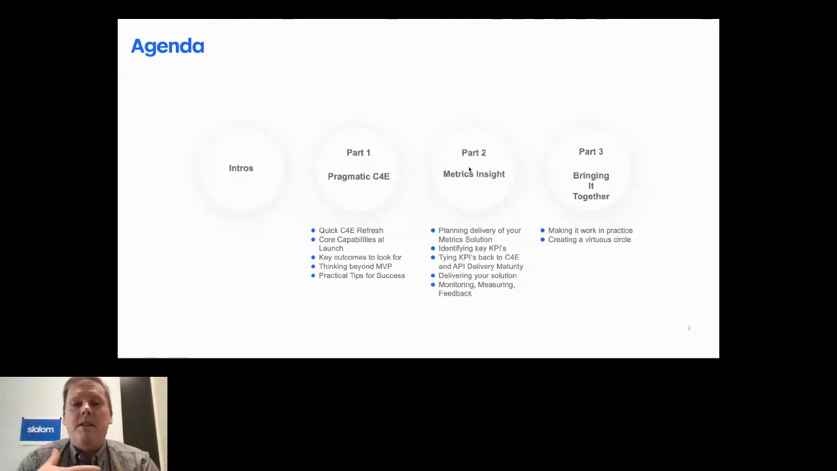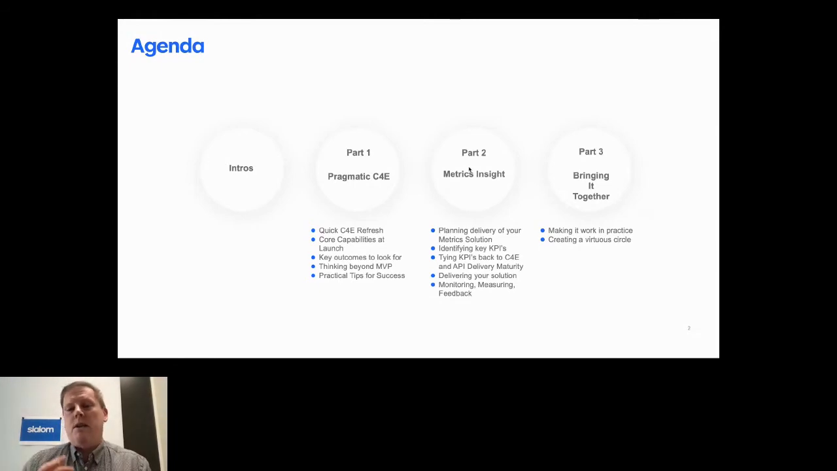So basically, I split it into 3 parts, just to break it up a little bit. I'm going to talk a little bit about what a pragmatic C4E looks like, and I'll cover a quick refresh about what a C4E is about and the core capabilities that you'd look for at launch. But interestingly, beyond your MVP, if we think of your C4E as a minimum viable product, what do you look for when you set it up? And then what should you think about for the longer term that's going to make it more successful? And a few practical tips around that we've learned in Slalom that adds a lot of value.